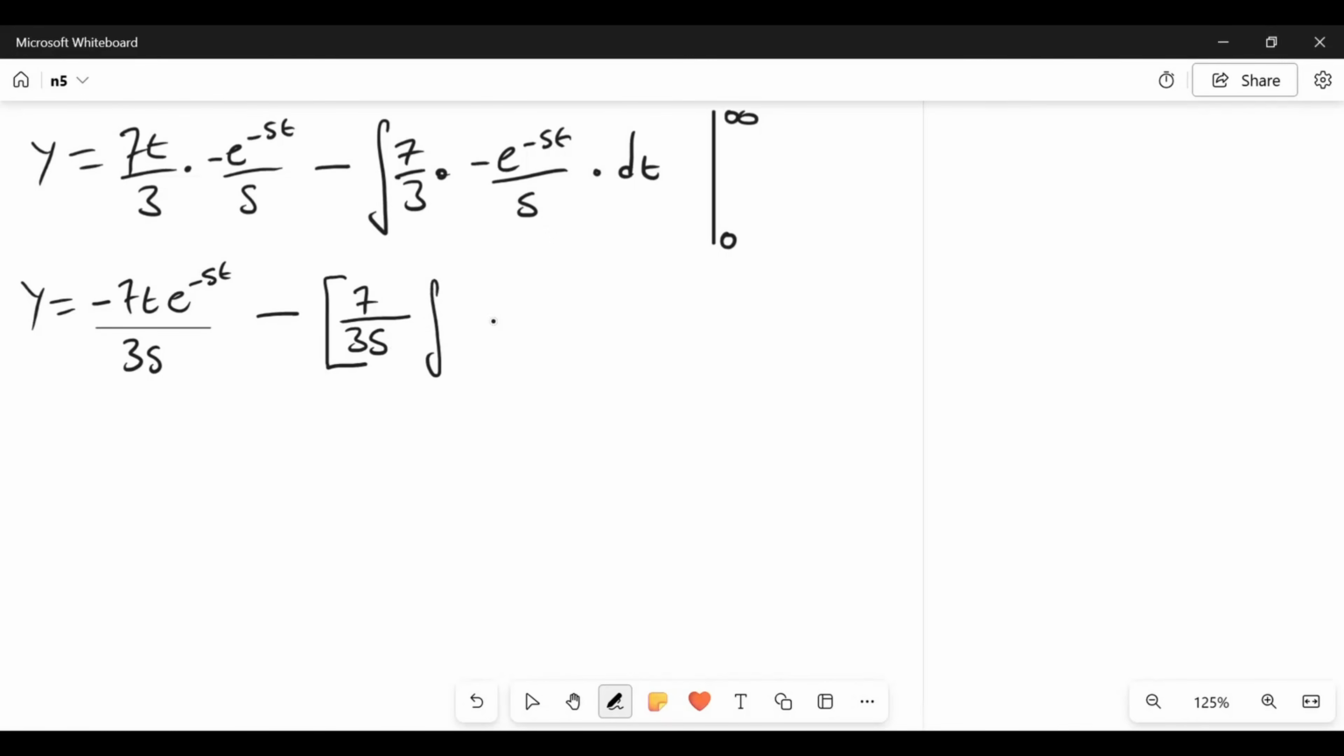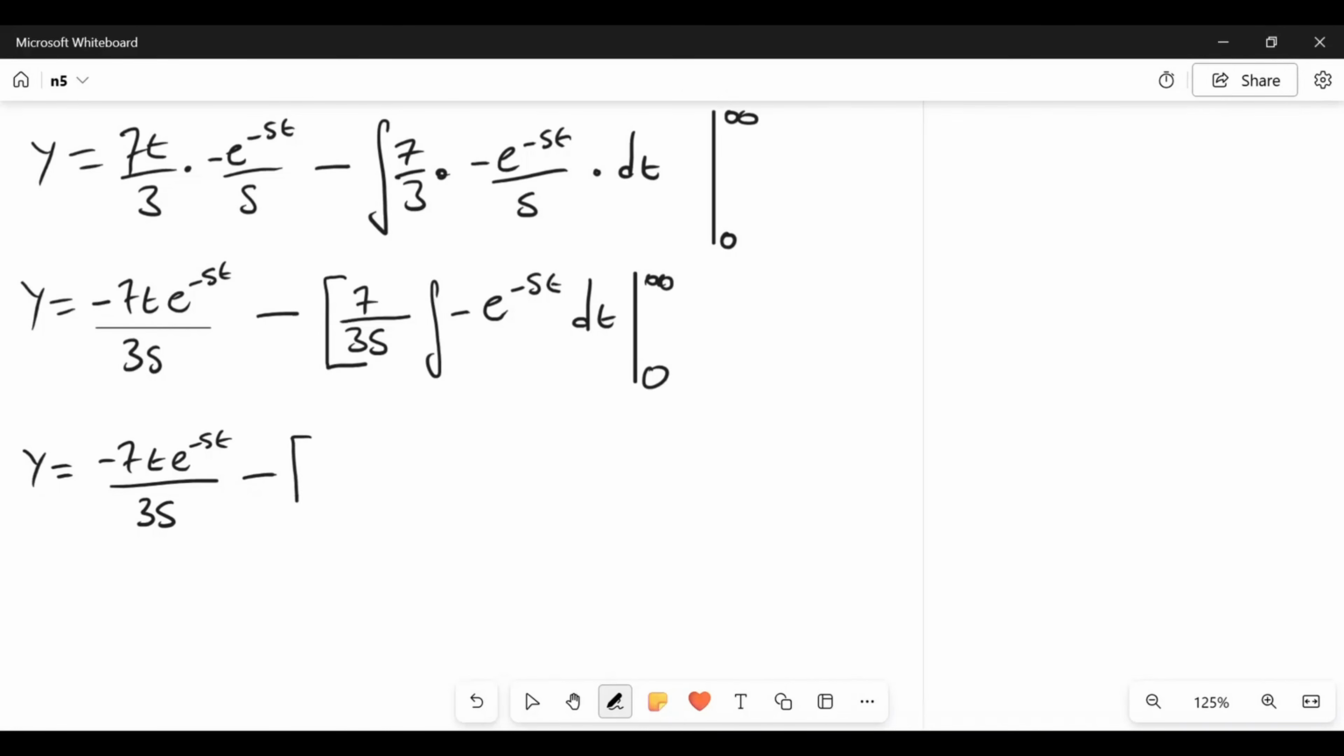So inside the sigma, we are left with negative e to the power of negative st dt. All right, so we are not done integrating. So we have to write our limits here, guys: infinity and 0. Right, so let's continue. The first term, we can just rewrite it as it is for now. We have negative 7 multiplied by t e to the power of negative st divided by 3s there.